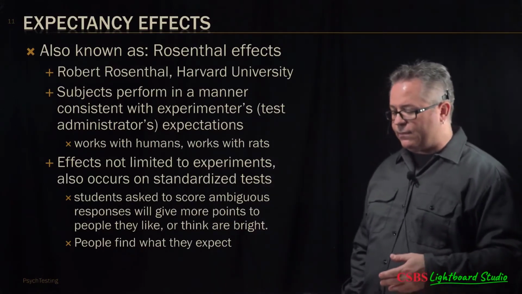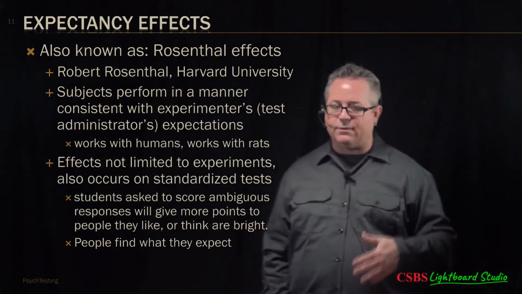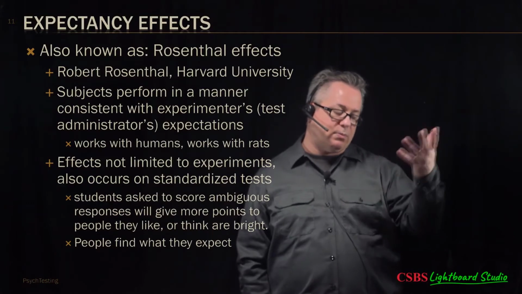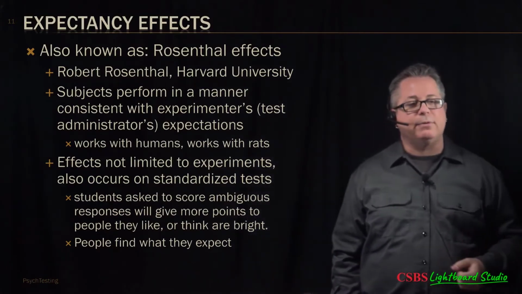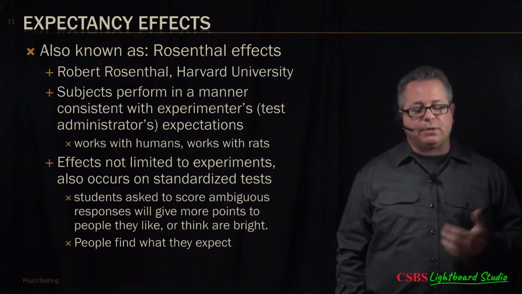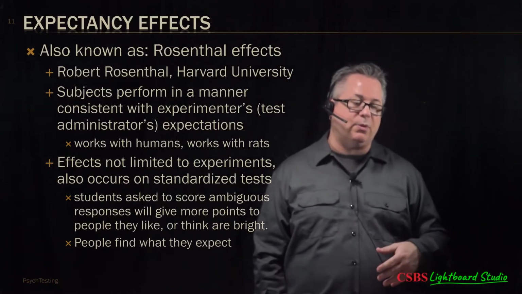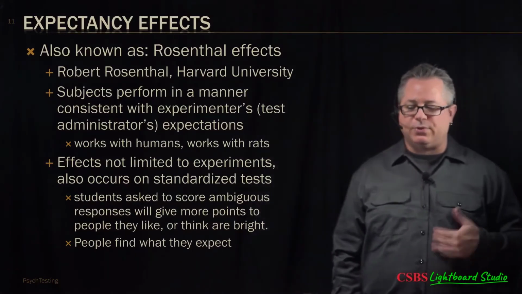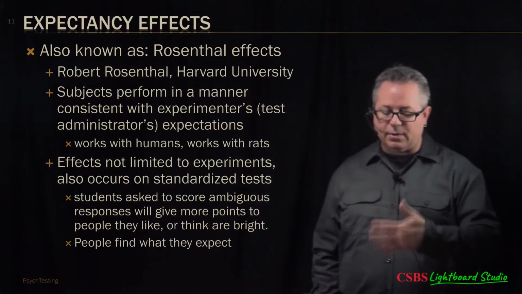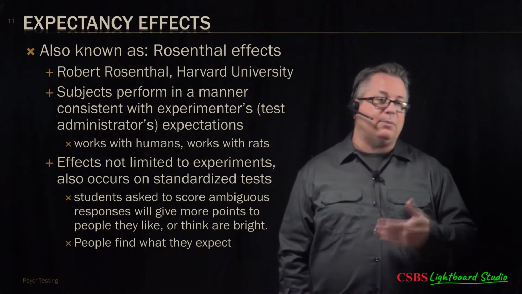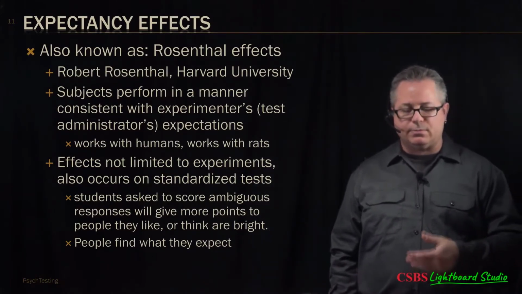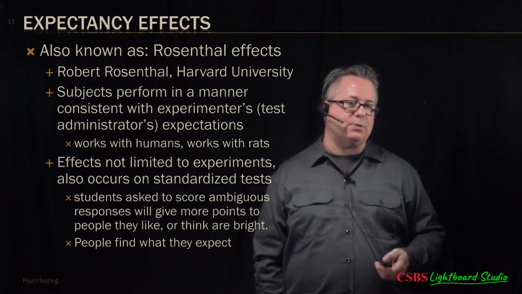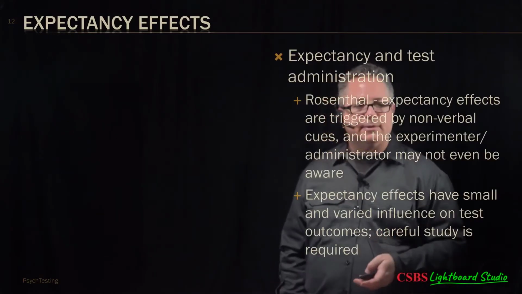If a test taker gets the feeling the person thinks they're bright or responds to them in a certain way, they actually may do better. And it could actually impact. And the same is true the other way around. They're treated harshly or treated like they're dumb or something. They may end up doing worse on something like an aptitude or IQ test, just because of those expectancies.